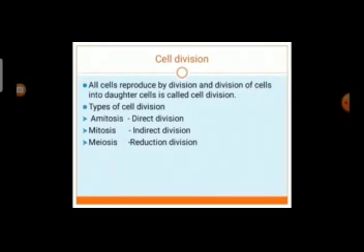Now we see the next topic, cell division. All cells reproduce by division, and division of cells into daughter cells is called cell division. There are three types of cell division. First one is amitosis, that is direct division. Mitosis, it is indirect division. The last one is meiosis, that is reduction division.